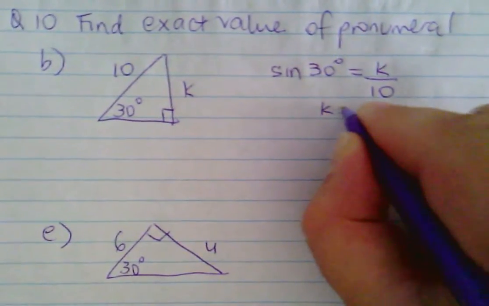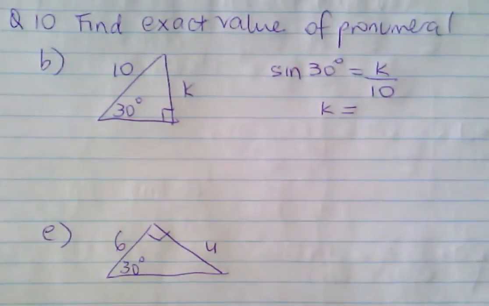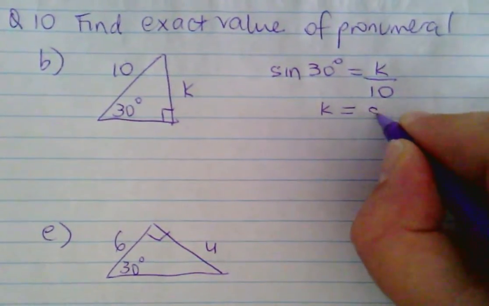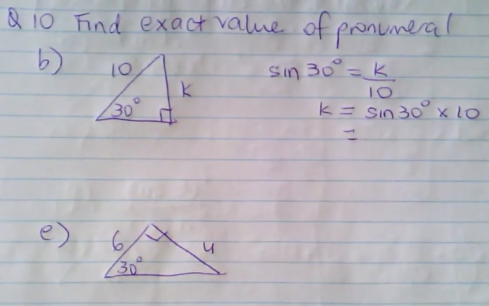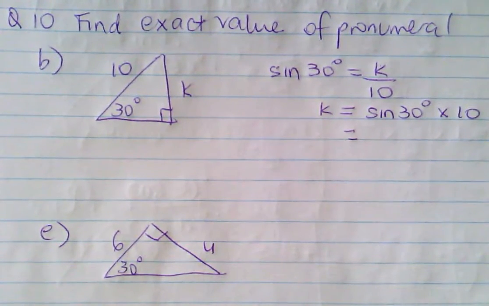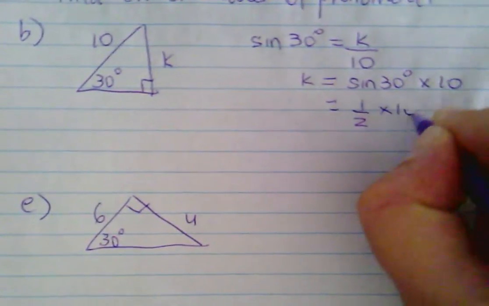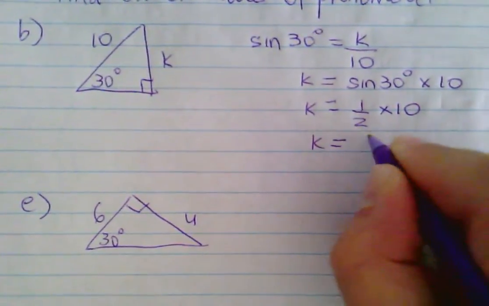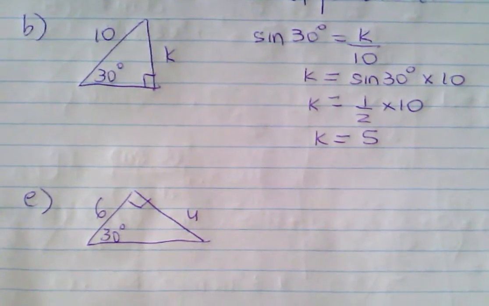So what do I do to get k? K divided by 10, so k equals sine of 30 times 10. Now you could do it on your calculator, but sometimes it's longer to do it on your calculator. What's sine of 30? So therefore this is a half times 10. So therefore k is 5. So really, this exercise is just about you remembering 30, 60, 45 degree ratios for sine, cos and tan. That's all it is.